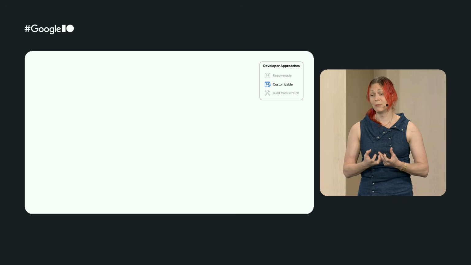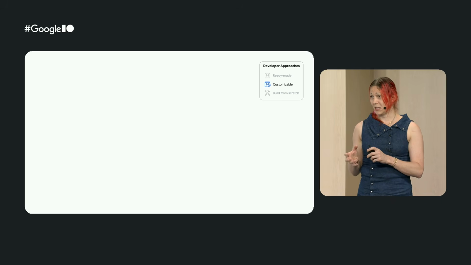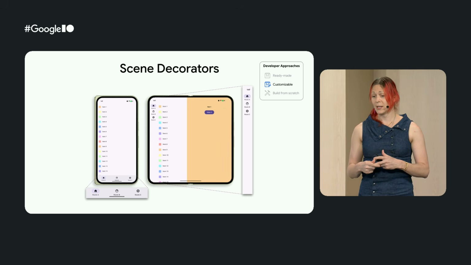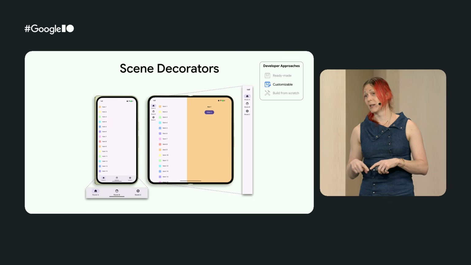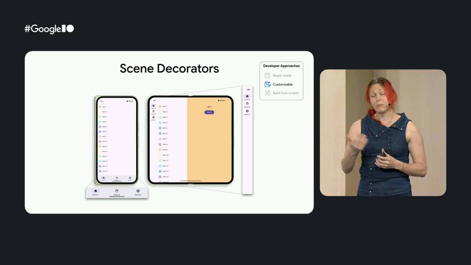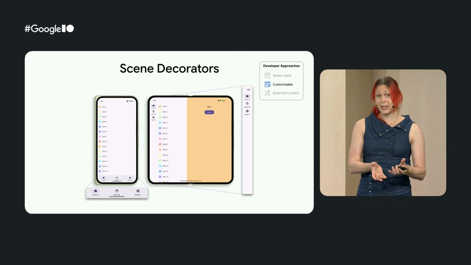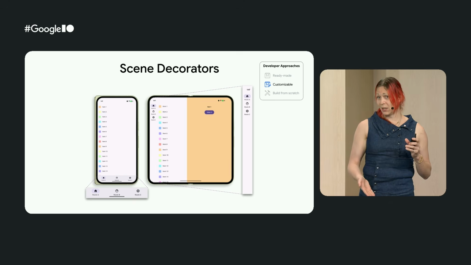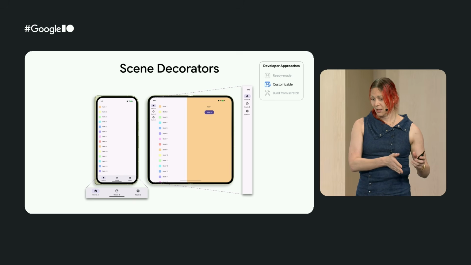Moving on to customizable APIs, which provide a more flexible middle ground, you can take these existing implementations and then modify them to suit their needs. Let's take a look at an example with scene decorators. Scene decorators in Navigation 3 1.1 allow you to wrap your UI content with custom elements. You could use this to add aesthetic touches, or you could use scene decorators to implement the navigation UI, like bottom bars and side rails, but with an important distinction with the navigation suite scaffold we just talked about.